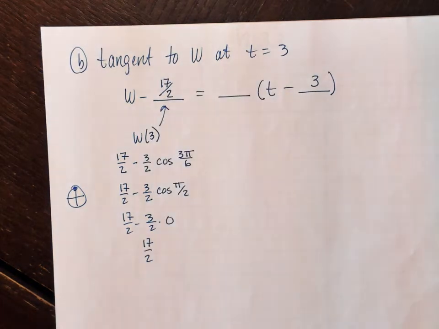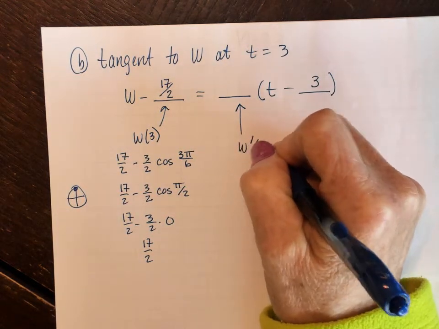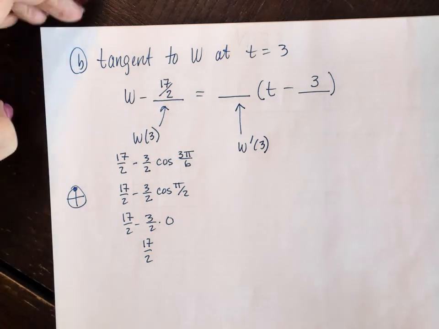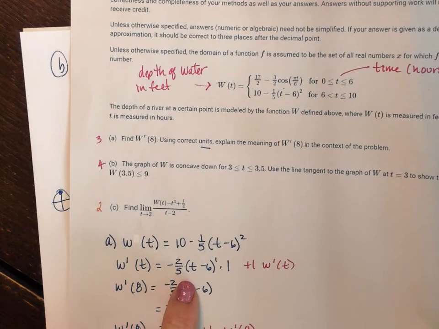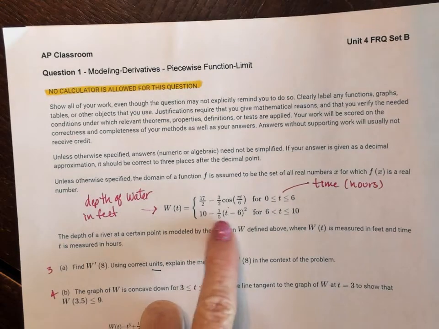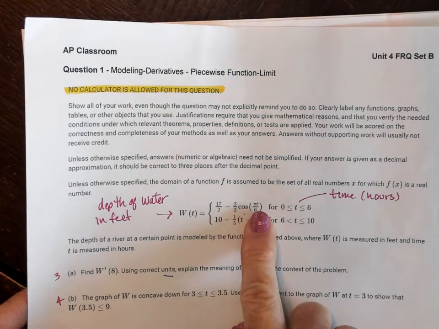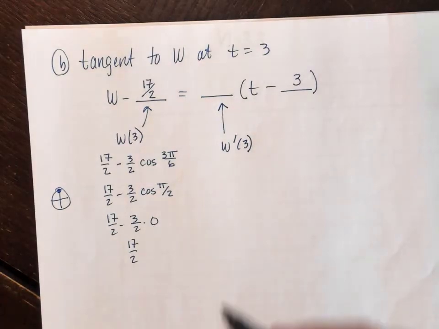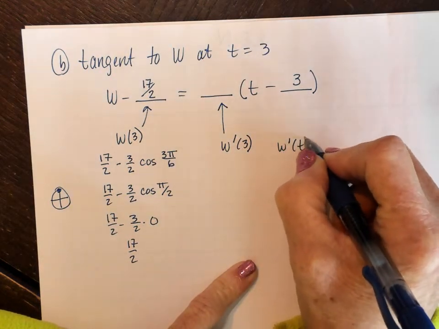There's that value. Now here, that's slope, so that's going to be W prime of 3. Be very careful here because you found W prime already in part A. We found it, it was right here, but that W prime is the bottom half. So because we're looking at this for the time 3, we need to do the derivative of the top piece. So right in here, let's find W prime of T.